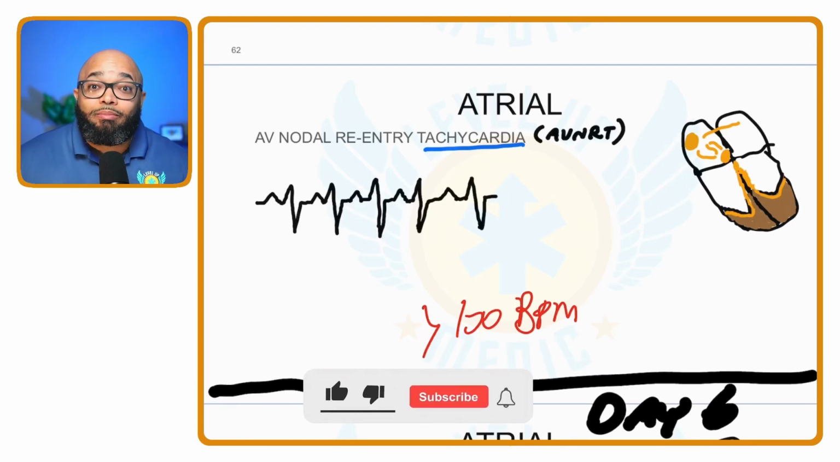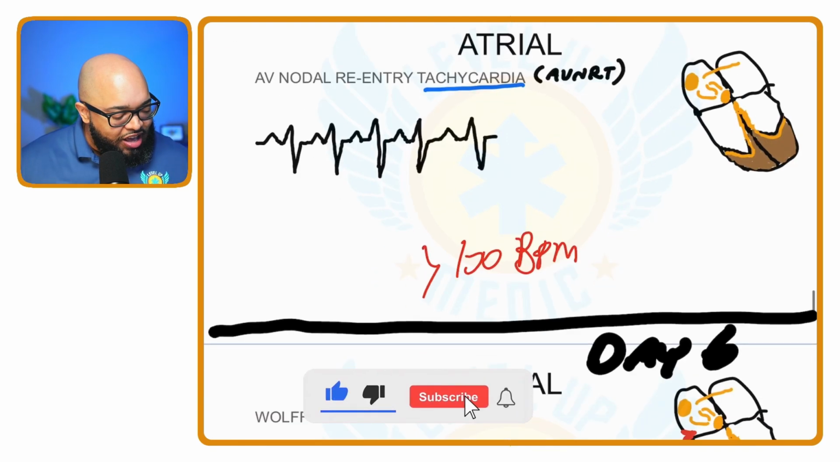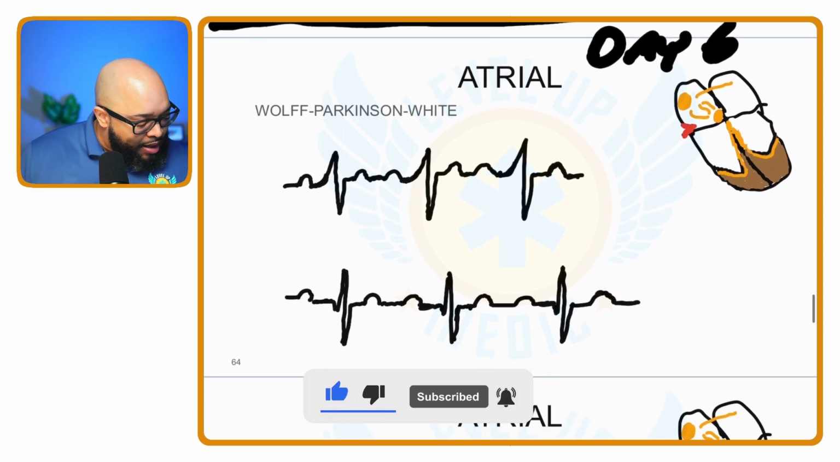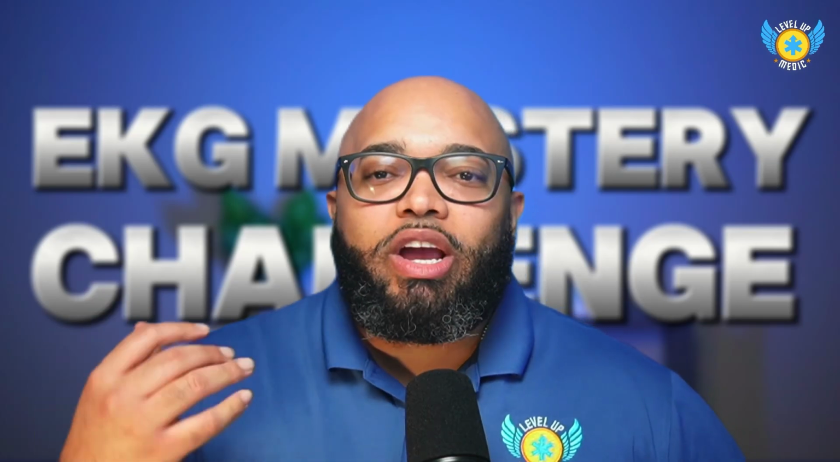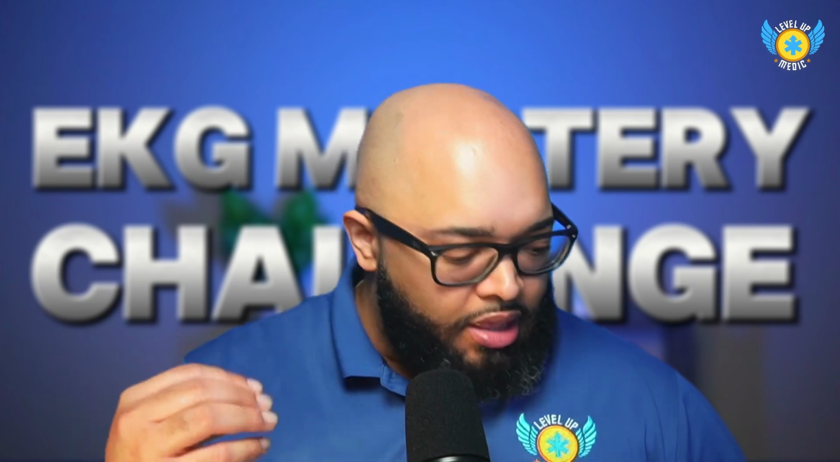And we're going to pick up today on day 6 with Wolff-Parkinson-White. So I'm on page 64 of your workbook. If you'll go ahead and turn with me there, let's jump right into it. So we're continuing the story. We're still talking about the atrial arrhythmias.